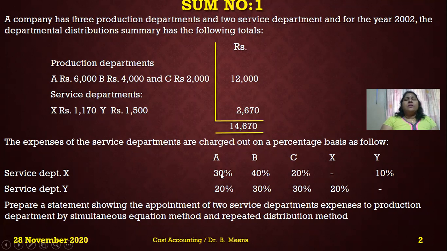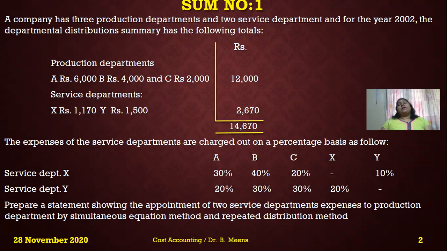Service department X serves A 30%, B 40%, C 20%, and Y 10%. Service department Y is serving A 20%, B 30%, C 30%, and X 20%. Prepare a statement showing the apportionment of 2 service departments' expenses to production departments by the simultaneous equation method and the repeated distribution method.